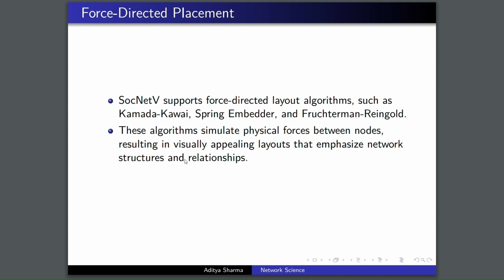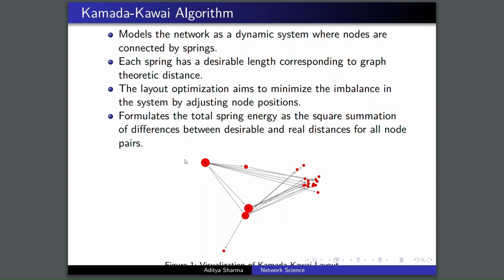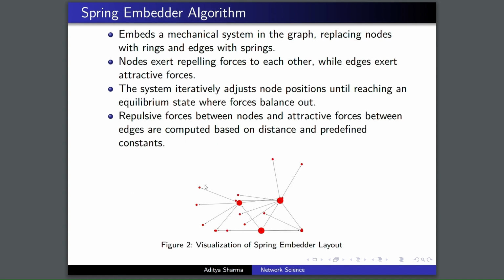So first of all, we have the Kamada-Kawai algorithm. This algorithm models the network as a system where nodes are connected by springs. Each spring has a desired length representing the graph distance between the nodes. The algorithm minimizes the imbalance, aiming for ideal spring lengths. Okay, after that we have the Spring Embedder algorithm. It treats the network as a mechanical system where the edges are replaced by springs in this as well.